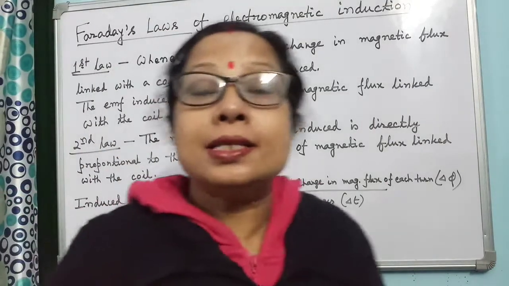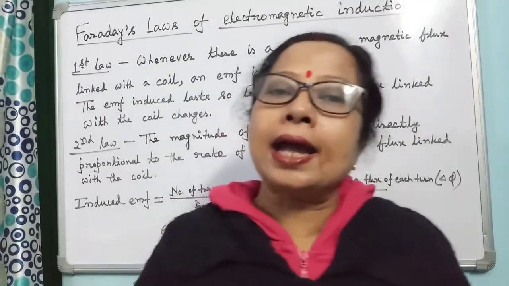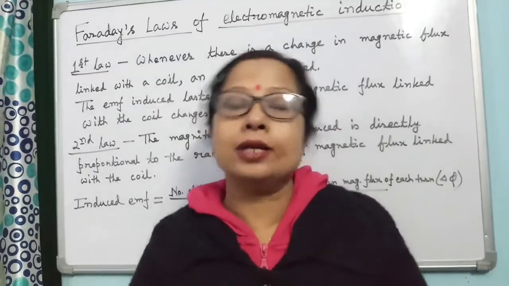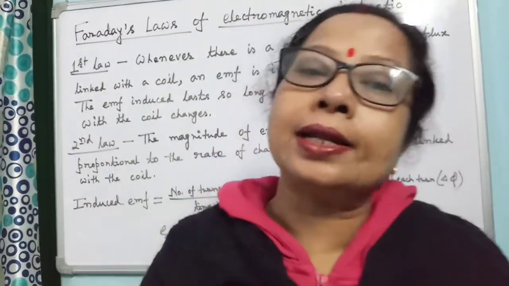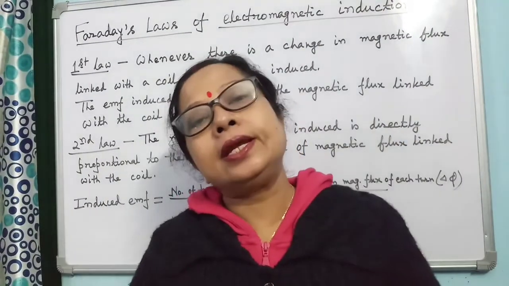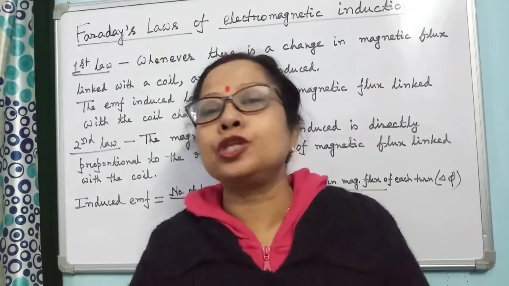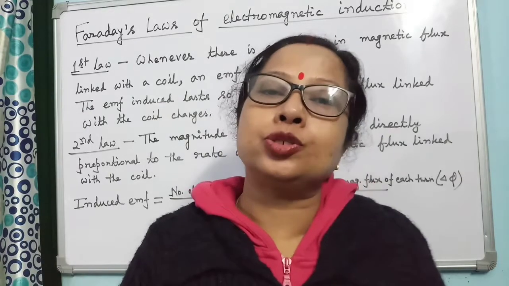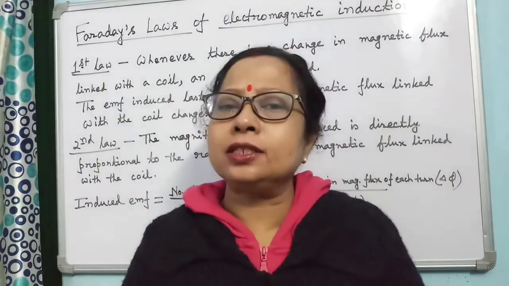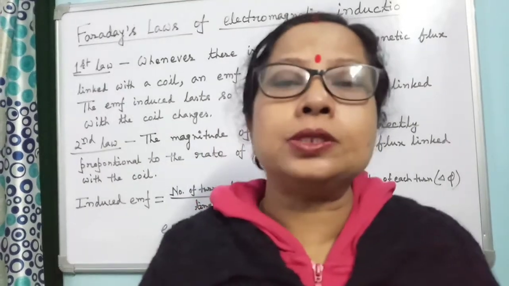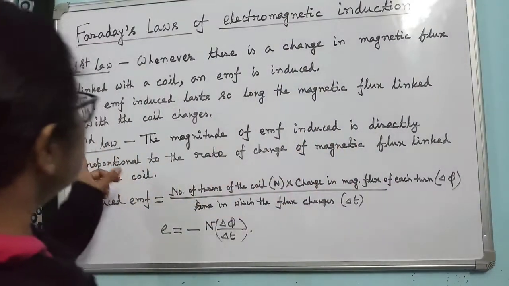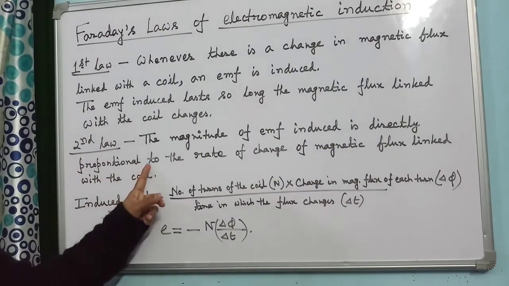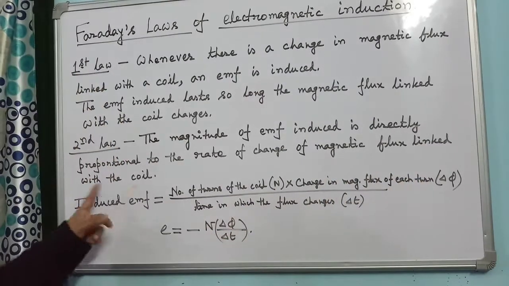Alright. Now, the second law gives you the idea about the magnitude of the induced EMF. According to Faraday's second law, the magnitude of the induced EMF is directly proportional to the rate of change in magnetic flux linked with the coil. And you know, rate of change means change divided by time taken. So you can write the second law: the magnitude of EMF induced is directly proportional to the rate of change of magnetic flux linked with the coil.